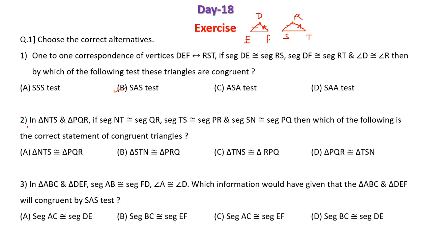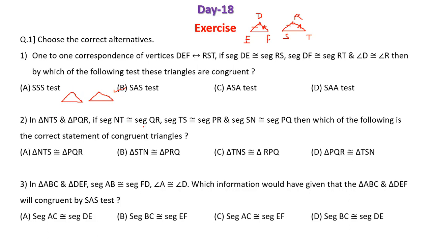Now question 2. In triangle NTS and triangle PQR, NT congruent to segment QR, PS congruent to PR and SN congruent to PQ, then which of the following is the correct statement of congruent triangles? Now again we draw here two triangles. We draw randomly.